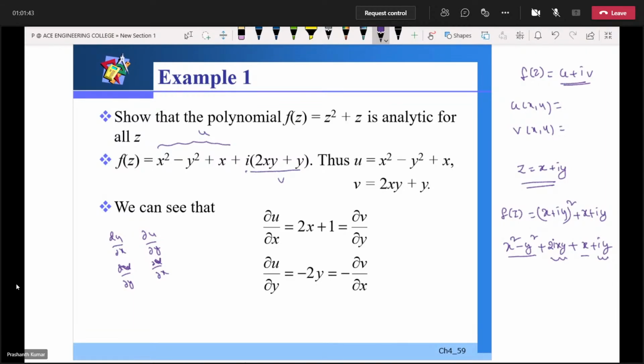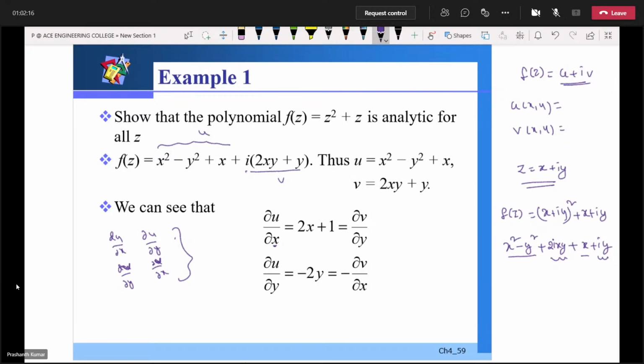These four things you find. So what is dou u by dou x? When we take the partial derivative with respect to x, we treat y as a constant, and the derivative of a constant is 0. Therefore, the derivative of x square is 2x and the derivative of x is 1, so dou u by dou x is 2x plus 1.